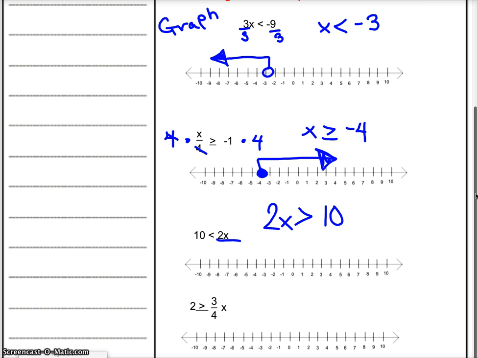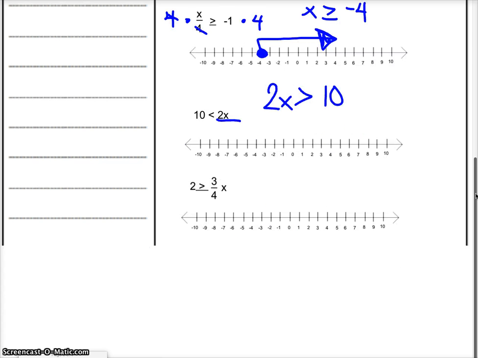10. Remember, I was bossy. I say you have to do this. If it's on the right-hand side, you have to put it to the left. How do you move the 2? Divide. x is bigger than 5. I have a circle at 5 going to the right because it's bigger.